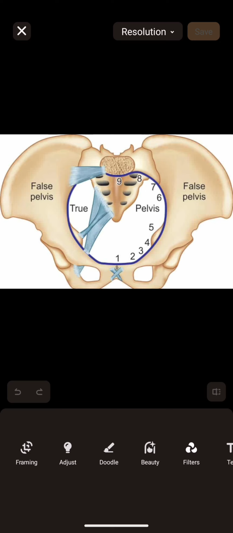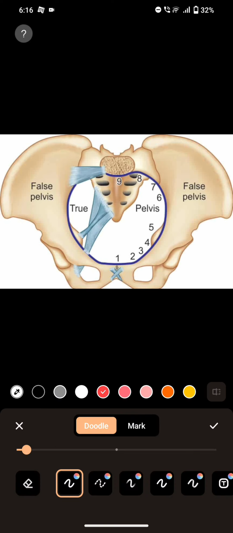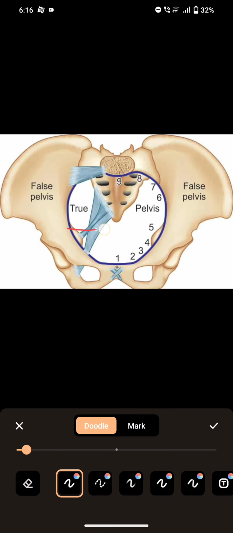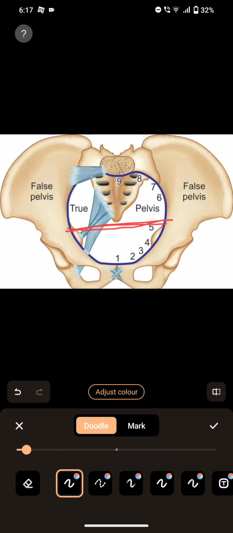Now let's see the diameters of the brim. We have three diameters of the brim, which are anterior posterior, transverse, and oblique. The first diameter we are going to study now is the transverse diameter. It is 13 centimeters and it extends across the greatest width of the brim. So this is the greatest width of the brim.